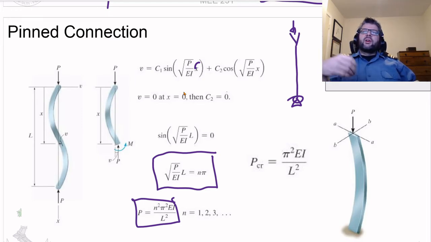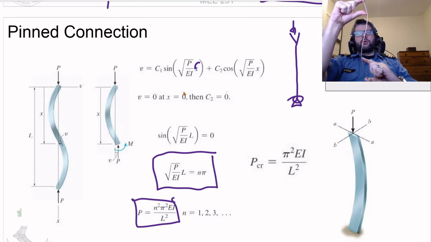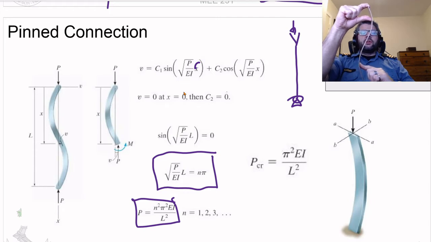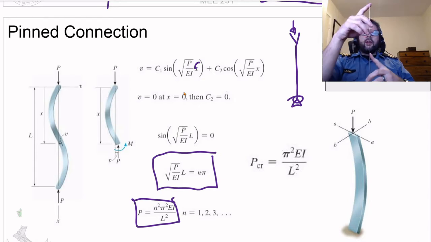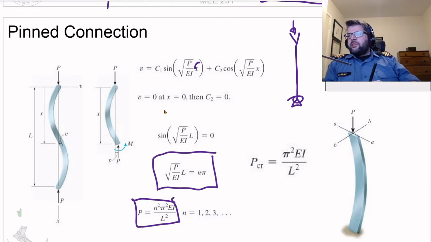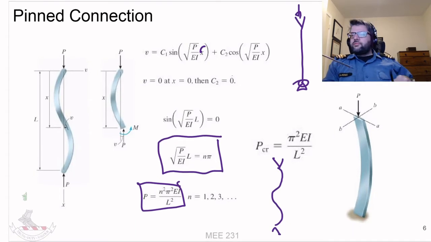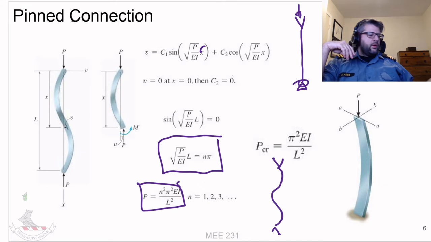Basically, this corresponds to different mode shapes. The n equals 1 situation corresponds to this mode shape. The n equals 2 situation corresponds to a full sine wave. It's going up and down as you go through. And I don't have 3 hands, so I can't really do the n equals 3, but that would correspond to it doing something like this. So that'll be the critical load for buckling.